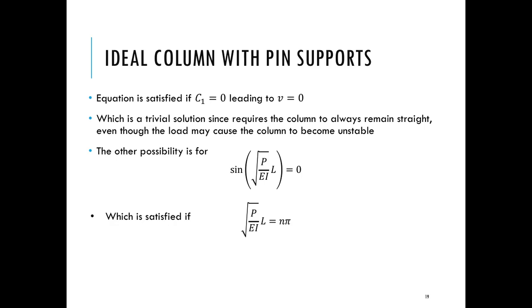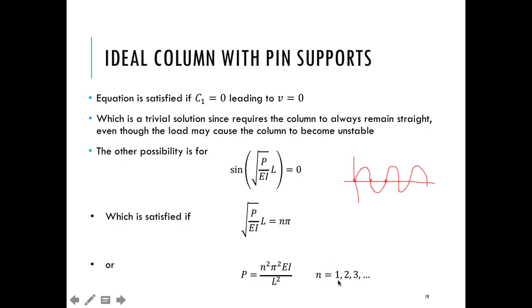multiples of pi, right? Because considering a sine function, we know that it is equal to 0 at multiples of pi. So at 0, at 1 pi, at 2 pi, and so on, right? So of course it can't be equal to 0 because these things are all physically existing variables. So there is a length, there is an applied load, there is a beam. So the only possibility is that n takes values going from 1 and whole numbers onwards.